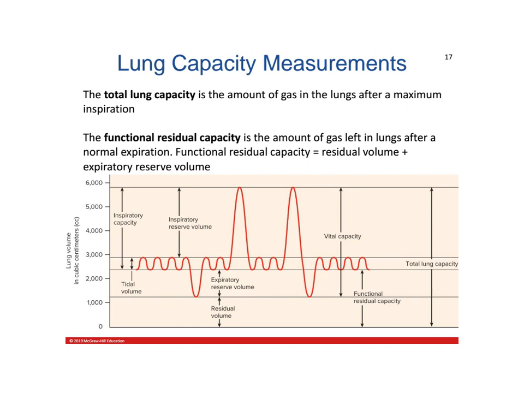Similarly, the functional residual capacity is the amount of gas left in the lungs after a normal expiration. It's shown here. And again, this is equal to the residual volume plus the expiratory reserve volume, which we can measure. But remember, the residual volume can't be measured directly using spirometry. So we have to rely on a gas dilution technique. The way that's done is you could have the subject, for example, breathe in a known concentration of helium, such as 10% helium and oxygen, and then use that to calculate the residual volume within the lung.